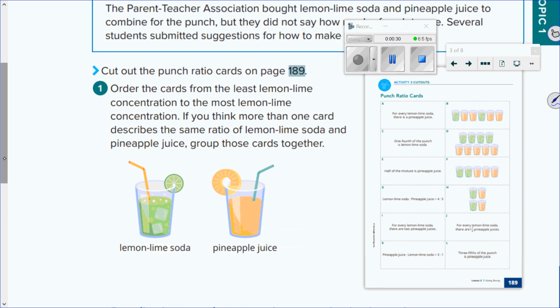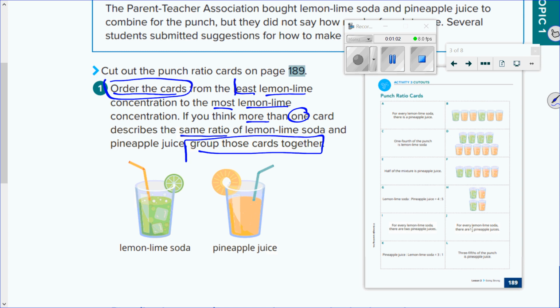So if you guys will all turn to page 189, you're going to tear that page out in your book, and you're going to cut it into small strips. But everybody look at me real quick. I want your attention before we get started on this. Here is our task. We are going to order the cards from least lemon lime to most lemon lime. If you think more than one card describes the same ratio, group those together. So we're going to order the cards least to most based on lemon lime. Cards that have the same ratio we're going to put together.